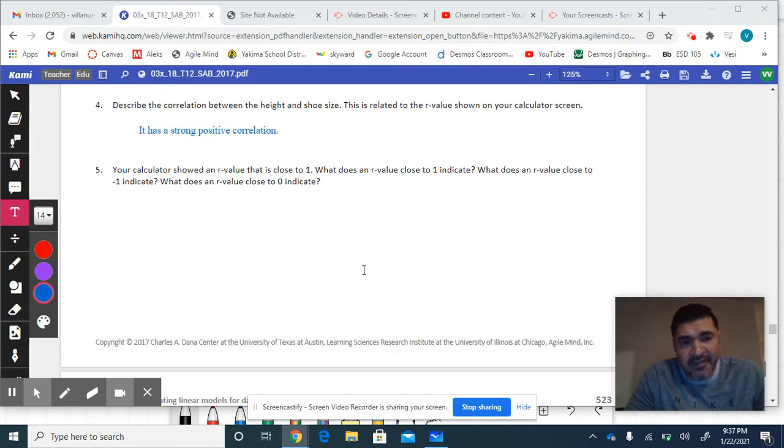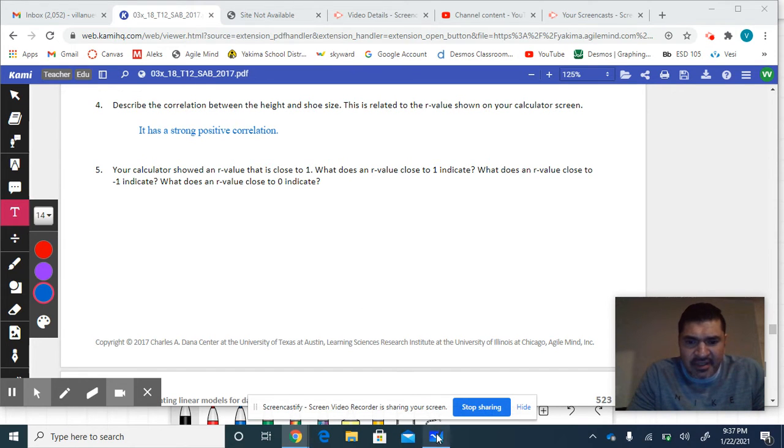Okay, for number 5, it says your calculator showed an R value that is close to 1. Remember, we have 0.91, which is 91% accurate. What does an R value close to 1 indicate? I'm going to let you guys answer that. What does an R value close to -1 indicate? What does an R value close to 0 indicate?